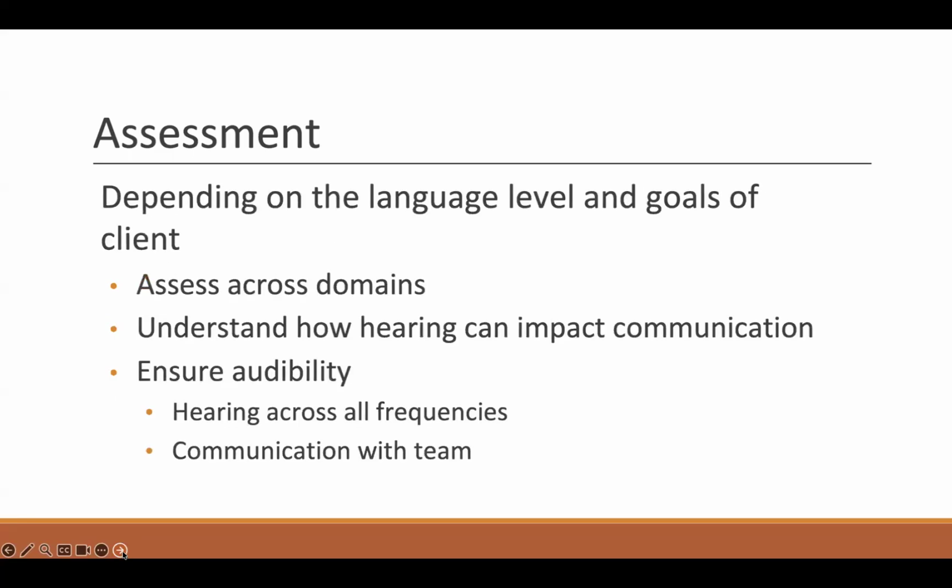It's important to consider that the language level will really be an important factor in thinking about what types of assessment we're going to do. Again, I just want to highlight how important it is that we're assessing across communication domains, and that we have a key understanding of how hearing can impact communication. And then in this oral rehabilitation world that we are living in this class, we want to ensure audibility. This means that the individual can hear across all frequencies, and that we are better able to understand what it looks like when they're not hearing across all frequencies, and how we communicate this with different team members, most importantly, the audiologist.